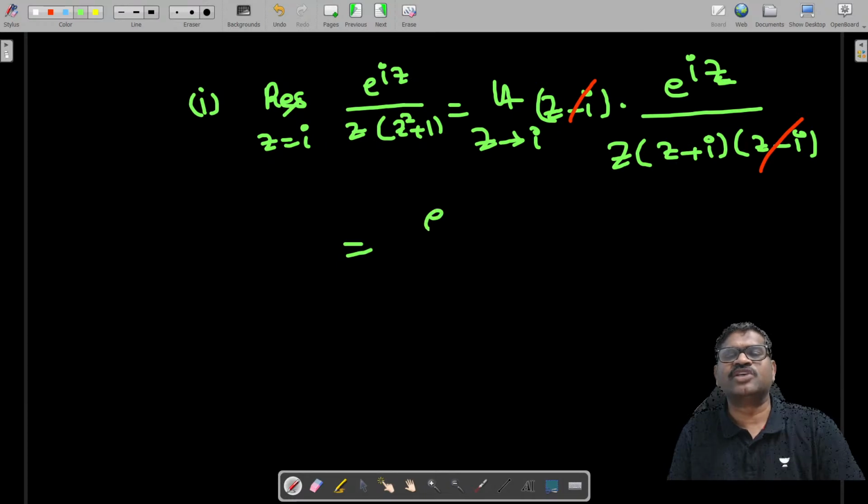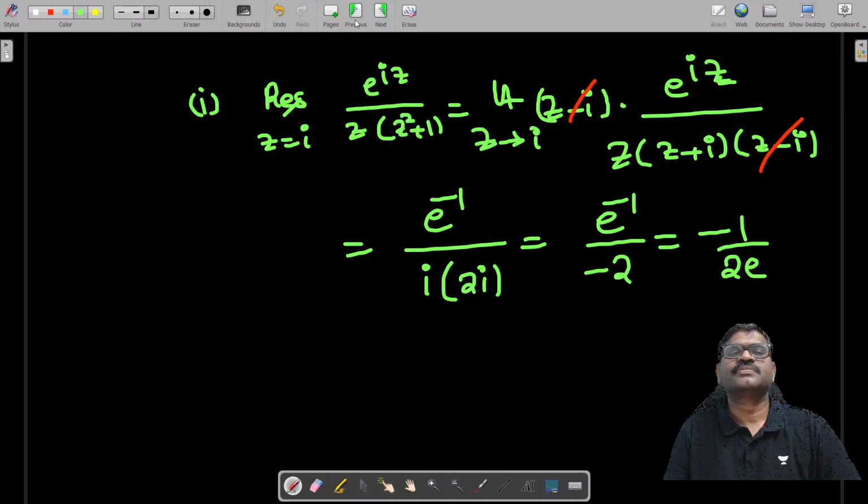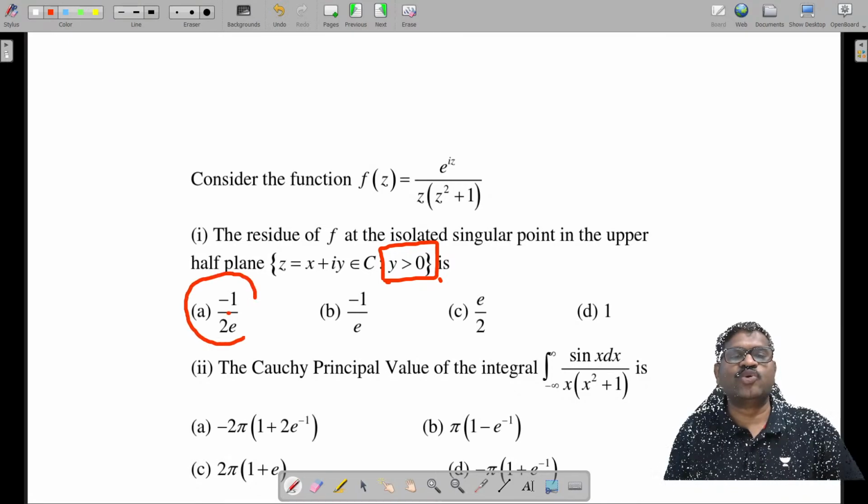e^(i squared i) into (i plus i) to i, that is e^(-1) by minus 2, which is minus 1 by 2e. So the first question's answer is minus 1 by 2e.